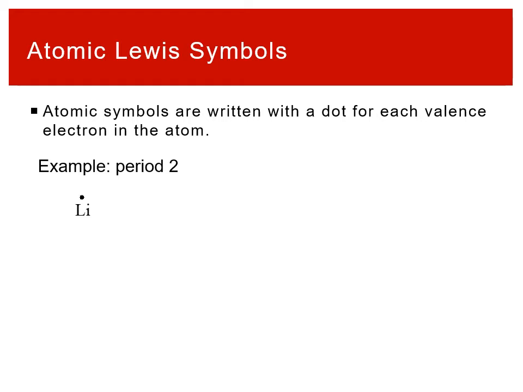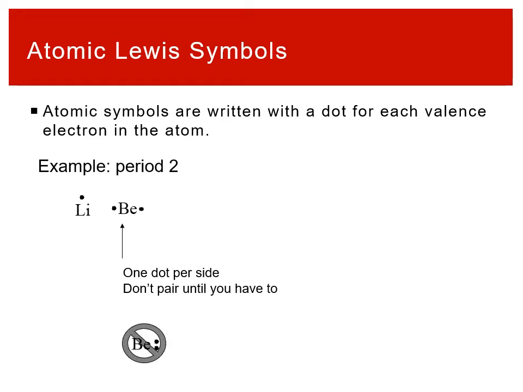So the next atom is going to be beryllium, and it has 2 valence electrons in the second column, the second group, 2A, and so it gets 2 dots. One of the things you'll note is that those 2 dots are not together. They are opposite in this case. They are just not paired up yet. And in general, with Lewis symbols, we don't pair electrons until we need to. So what we wouldn't want to do is have the beryllium with the 2 electrons next to each other.